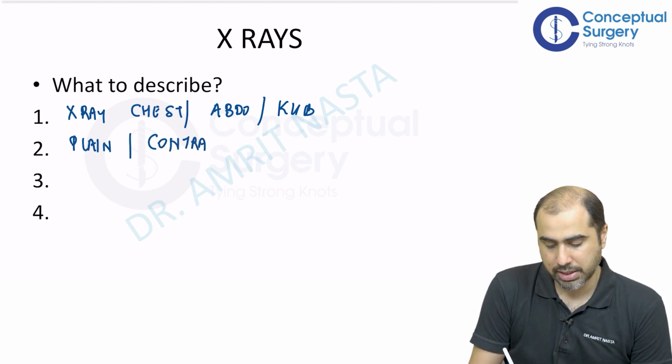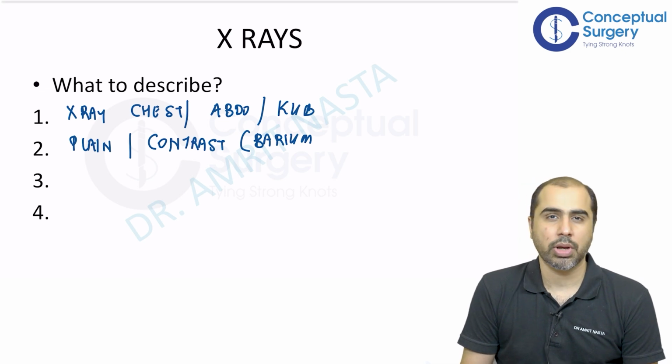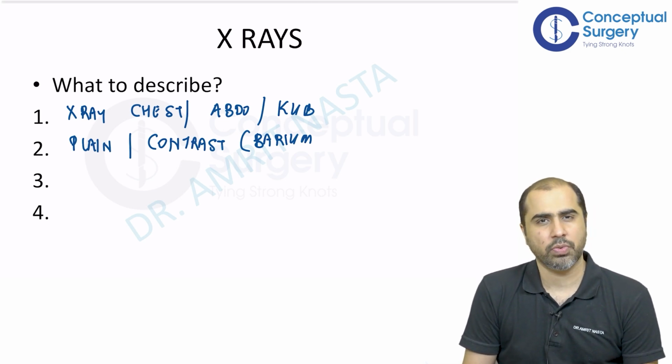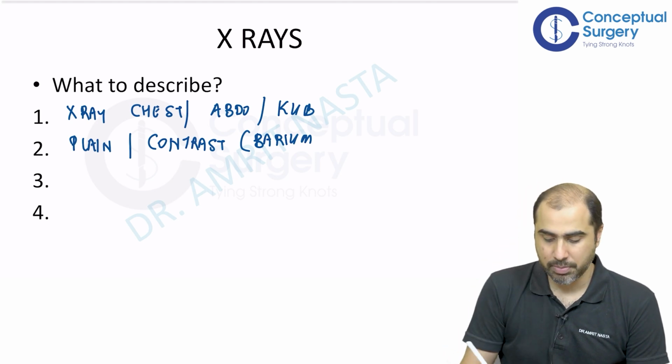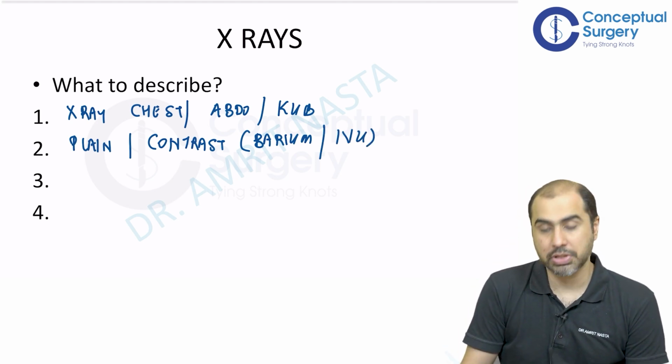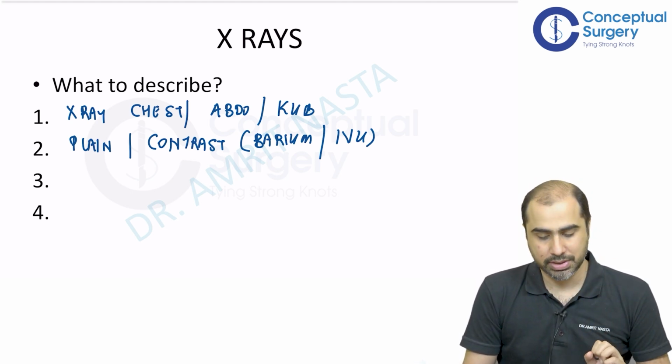Normally, a contrast X-ray would be something like a barium. So if you have an X-ray photo where everything looks very white, like the stomach is looking very white, it is a barium study of the stomach or esophagus, right? So that will be a barium swallow or barium meal. We will discuss them in the second part. Or it could be an intravenous urogram, which is used for urinary tract evaluation. So these are the common contrast images.